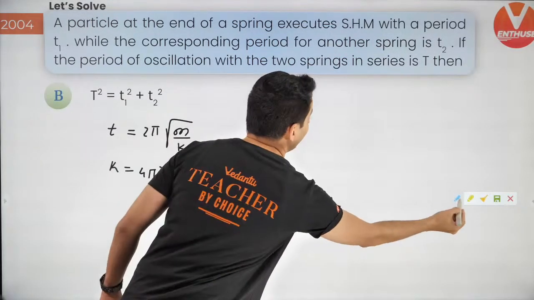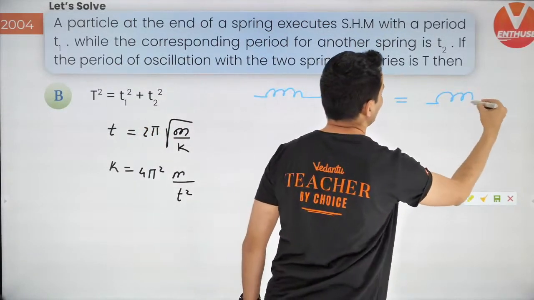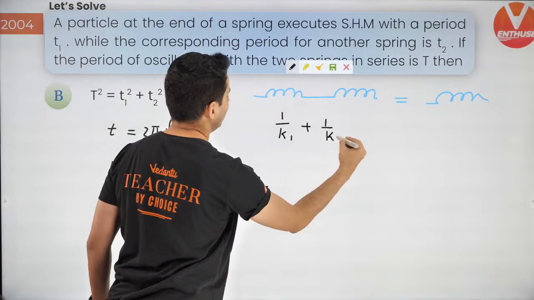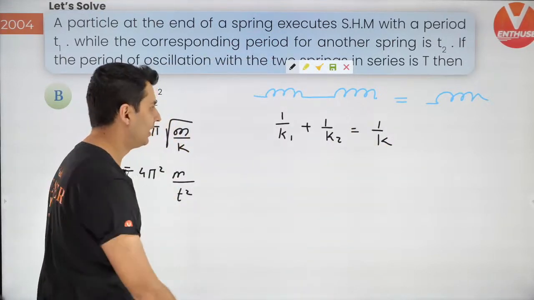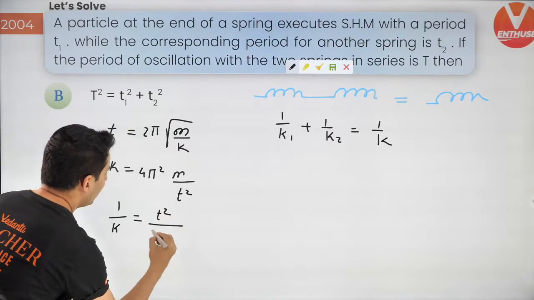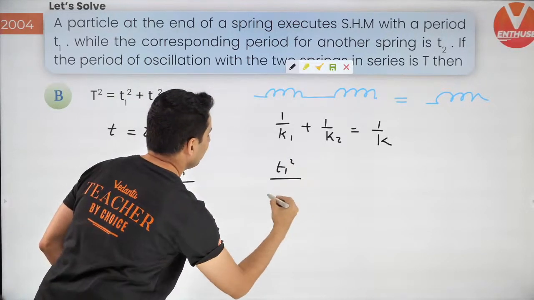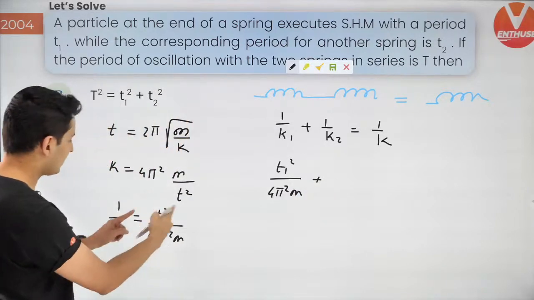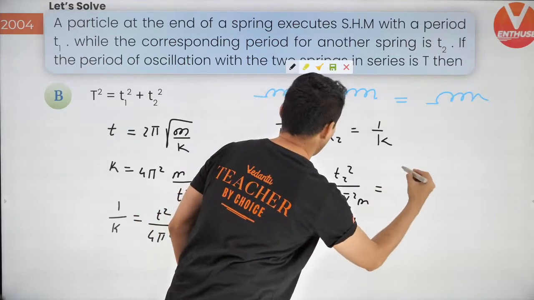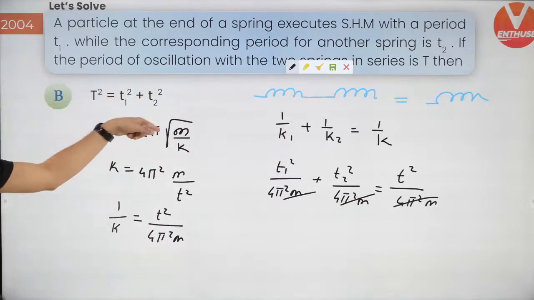And I hope you know, when springs are in series, their equivalent spring constant can be found by this very simple formula: 1 by k1 plus 1 by k2 is equal to 1 by k. So 1 by k is T square by 4 pi square m. So 1 by k1 will be T1 square by 4 pi square m plus, same thing again, T2 square by 4 pi square m, which is equal to T square by 4 pi square m. This cancels and you will get this answer.